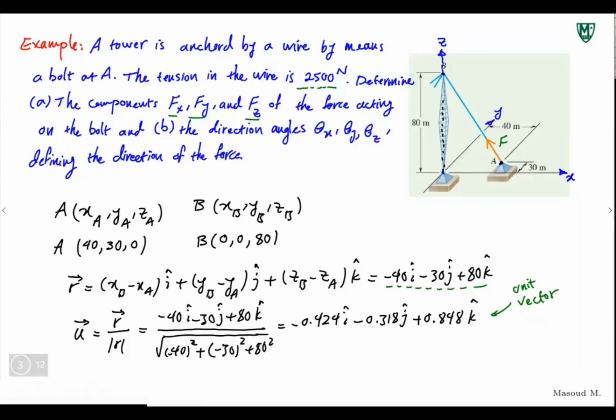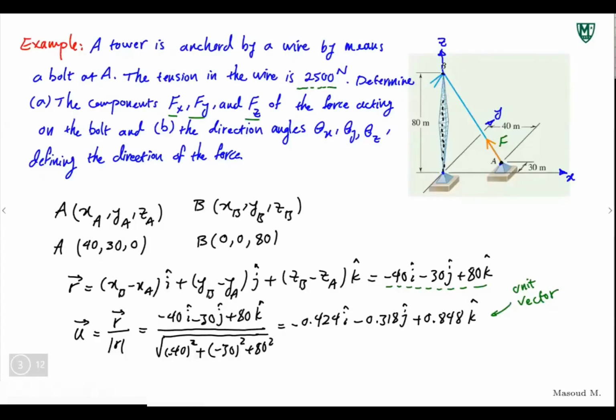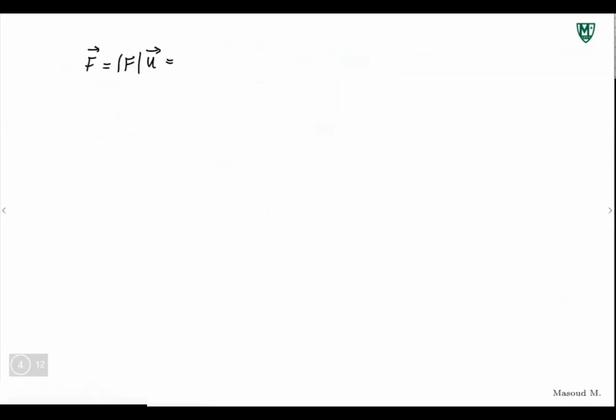Okay, so I got the unit vector. Now the next step would be to find the force along this direction. What do we do for that? Basically, the magnitude of force times the unit vector. Now the magnitude of force I'm given is 2,500 newtons, right? So once I have that value, I can just plug that in. This is 2,500 newtons, right? And from there you can do the calculation.